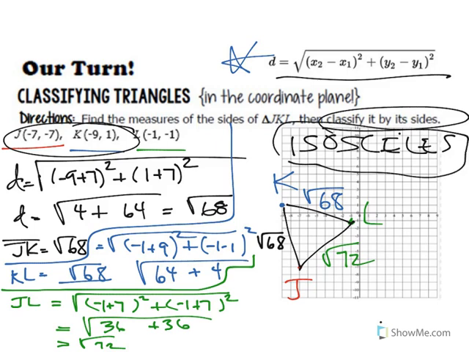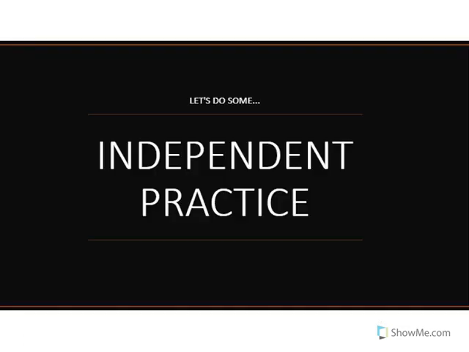We're asked to identify it and classify it by its sides. So in order to find what the side distances were, I put it into the distance formula, figured out each side, and identified this as an isosceles triangle. All right, let's move on.